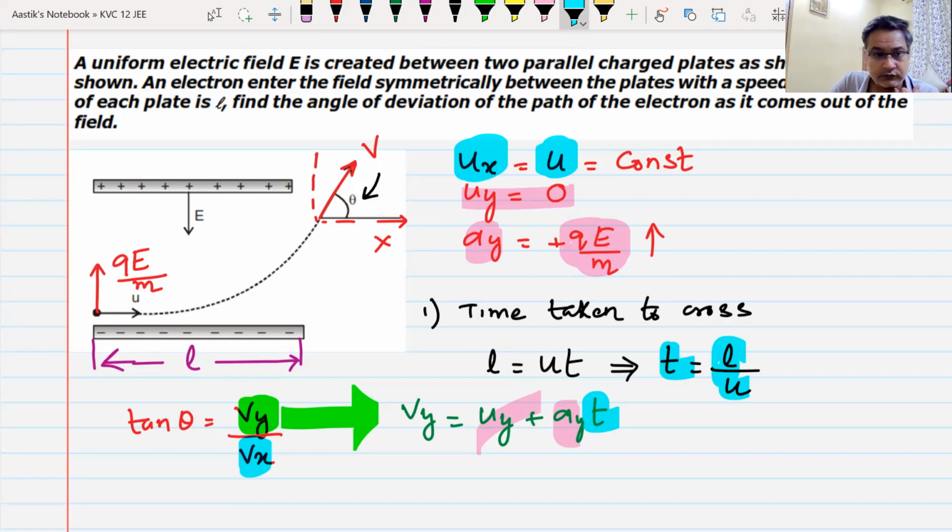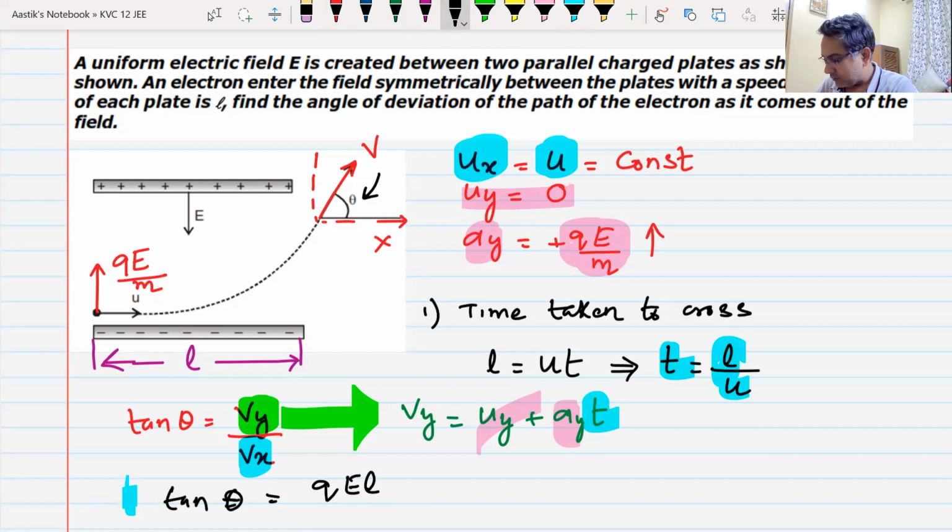Anyone with an answer? Tan theta or theta? QEL by MU square. That is correct. Wrong color I have used. The value of tan theta is going to be coming as QEL by MU squared. Well done.